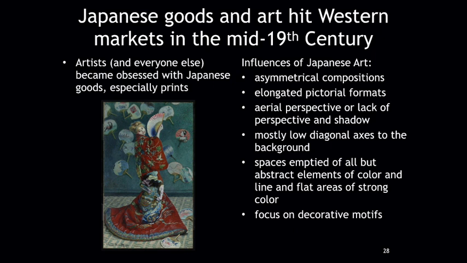A lot of it has a low diagonal axis to the background. Basically, this means it's top heavy. The spaces are emptied of all but abstract elements of color, which means you might be looking at a Japanese robe with decorations on it or just a flat blue or something. And there's a lot of decorative motifs, like patterns of flowers or fish that you might see in Japanese tapestries. So all that stuff then plays a role in what the Impressionists and the Post-Impressionists paint.